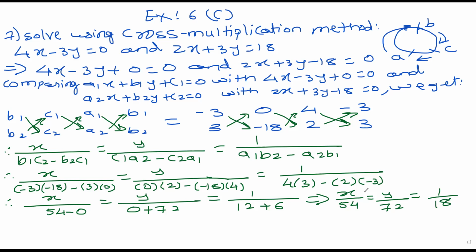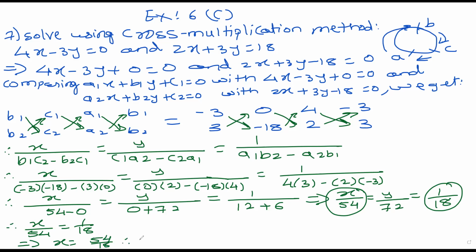So what do you take now? To find x, you take these two parts, x upon 54. So you will say, therefore, x upon 54 is equal to 1 upon 18. This implies x is equal to 54 upon 18. Therefore, x is equal to 3.